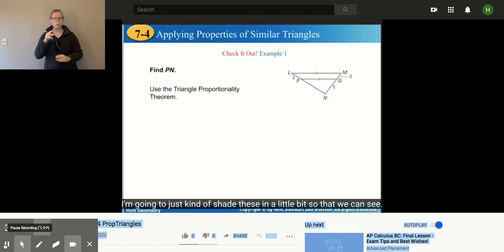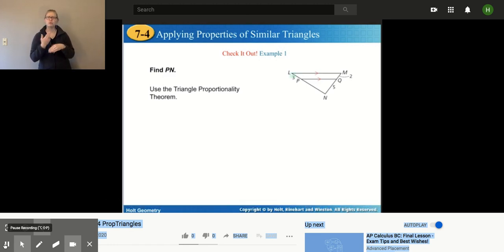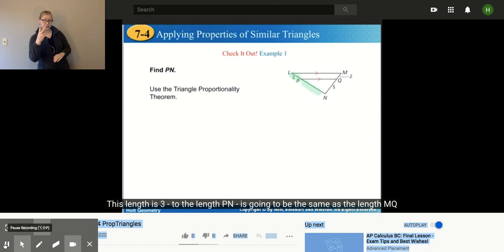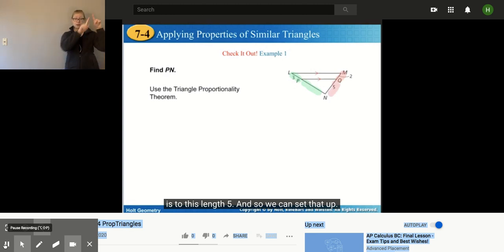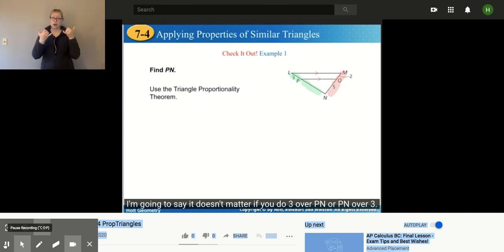So I'm going to shade these in a little bit so that we can see this length. This 3 to the length PN is going to be the same as the length MQ is to this length 5. And so we can set that up. It doesn't matter if you do 3 over PN or PN over 3. So I'm not going to use a variable x for PN. I'm just going to leave it as PN.